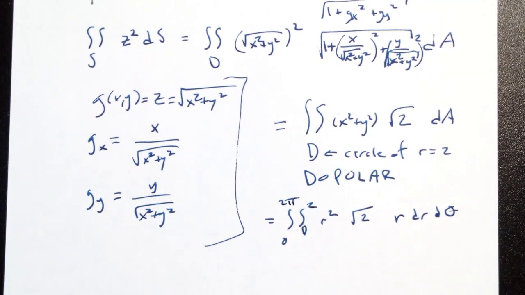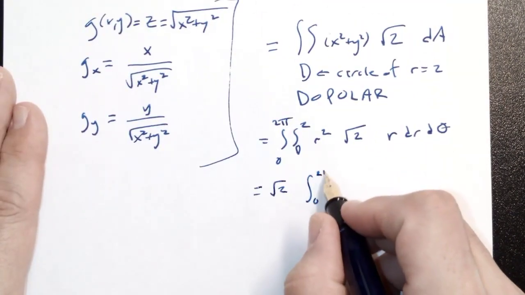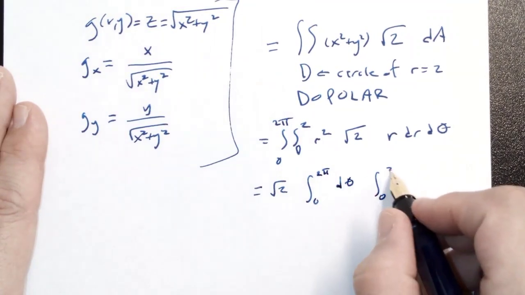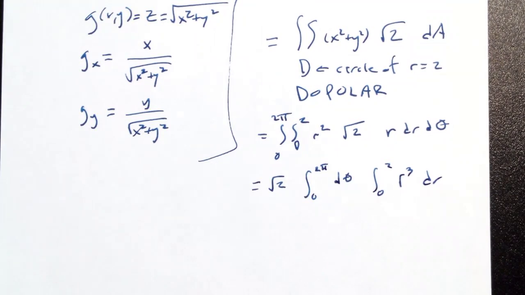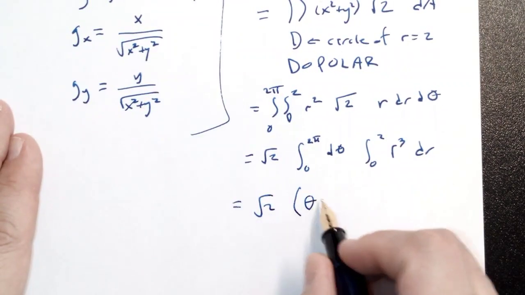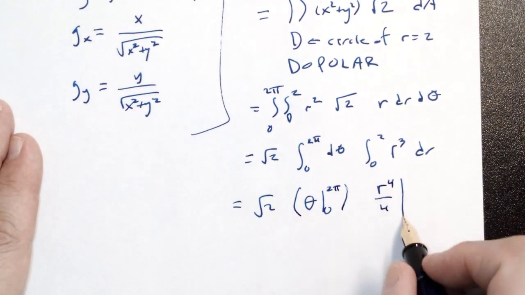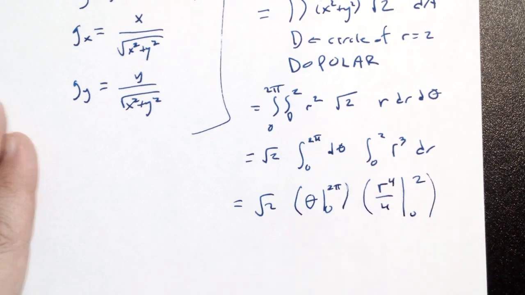Hey, wait a minute, that's really an r cubed, right? And square root of 2 is a constant, I can take it out front. Root 2, integral 0 to 2 pi d theta, integral 0 to 2 r cubed dr, by my corollary to Fubini's theorem. It's a good thing we know how to do all these double integrals, right? Ta-da!